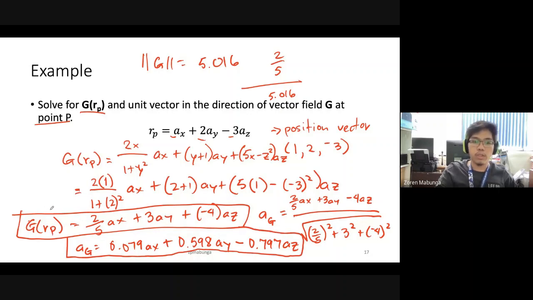So itong una, yan yung vector field G using position vector RP. And then yung pangalawang naka-box or naka-rectangle is yung unit vector in the direction of vector field G. Question? Any question?